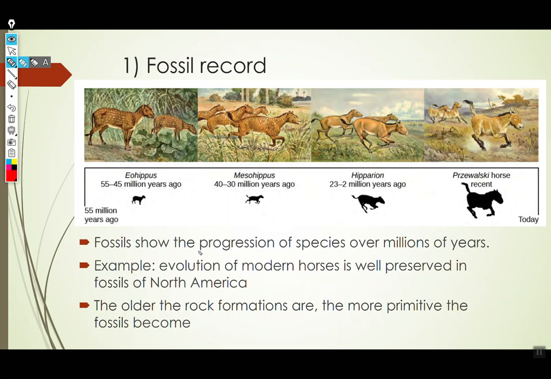Eohippus kind of looks horsey, but it also looks a little bit dog-like. But as you approach present day, you see that things get horsier as time goes on. And this is actually the Przewalski's horse, the horse from which all breeds of horses are ultimately derived. So horse breeds are not a result of evolution, but rather artificial selection by humans. Groups of people favored particular horsey traits and bred horses with those traits together to preserve the traits.